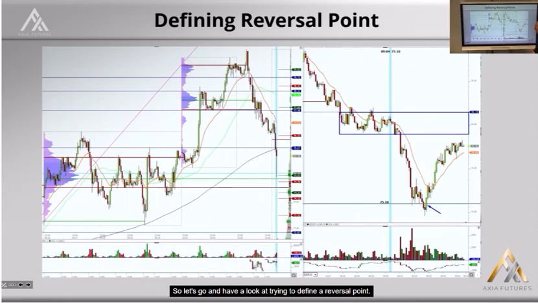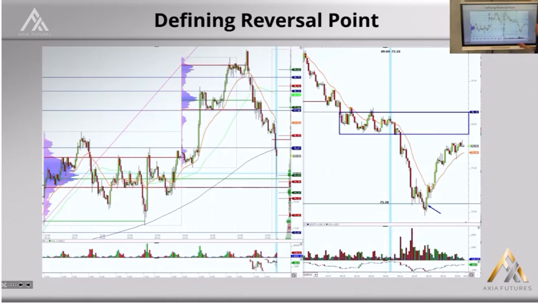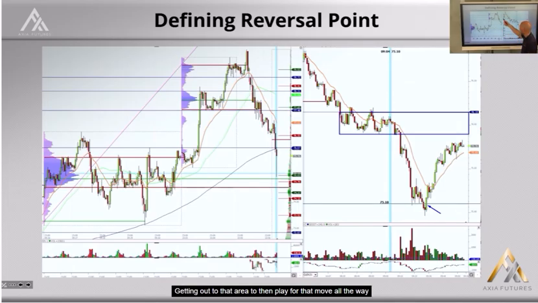So let's go and have a look at trying to define a reversal point. Now, this is a trade in oil. Quick drop down, market balances, or sort of stalls, I should say, has another go towards the downside and then reverses. So we're looking at how do you define this point? How do you define that turn point where you can say, yes, now we're on our way back towards the upside? Just for clarity, this is an hourly chart. This is the point that we are interested in, getting down to that area to then play for that move all the way back up the range. So let's go have a look.